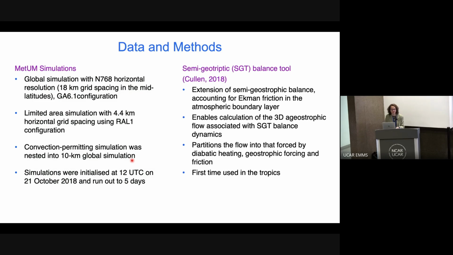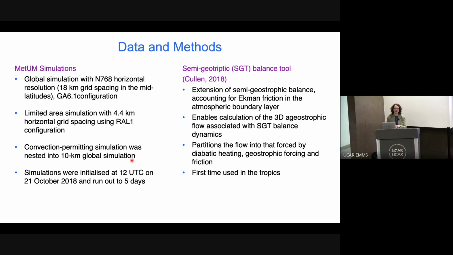And another tool that we're using to analyze these simulations is called the semi-geotriptic balance tool. That was developed by Mike Cullen at the Met Office and is summarized in this paper in 2018. So what is this tool doing? It's basically an extension of the semi-geostrophic balance, but in the boundary layer, it's also accounting for friction.